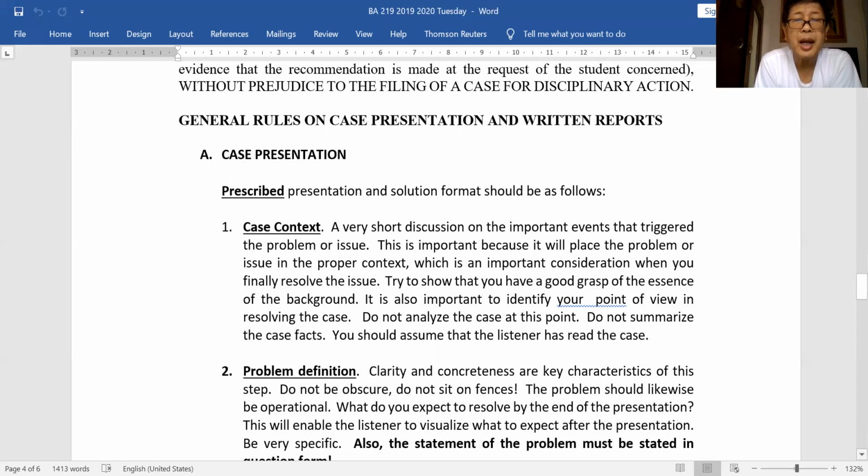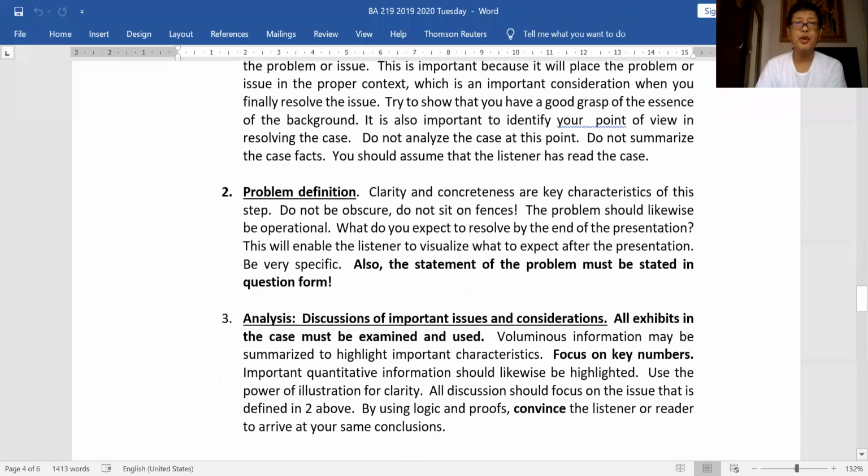You start with the case context. This covers a very short discussion on the important events that triggered the problems or issue in the case. And then for problem definition, if you notice, I highlighted the last statement, where I said that the statement of the problem must be stated in question form. Meaning to say, I don't want your problem to be stated in a narrative form.